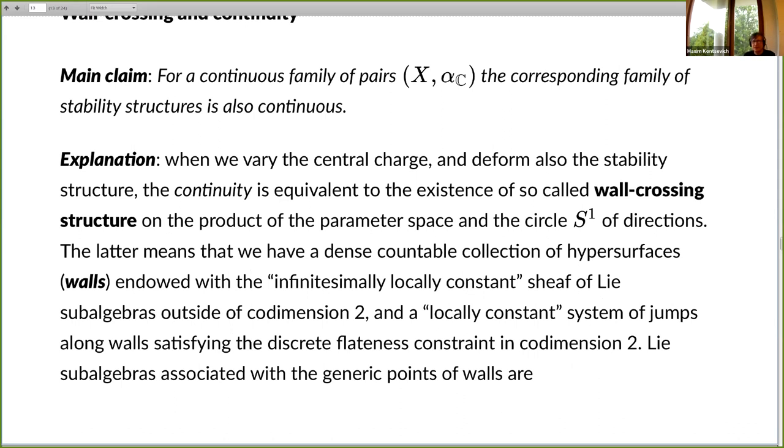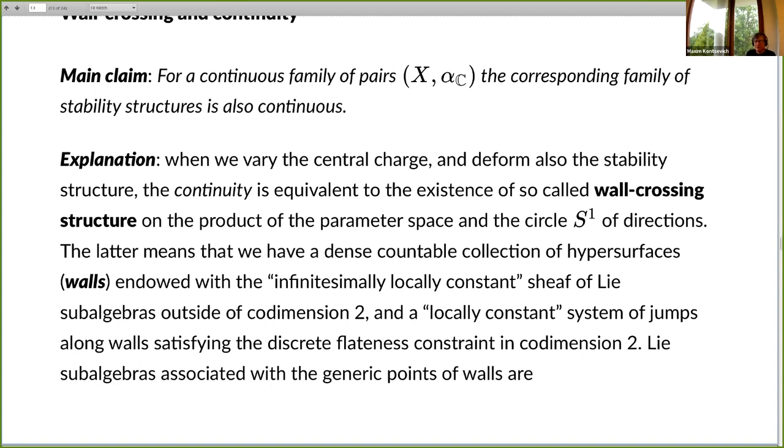So this continuity of the stability structure can be reformulated still in another way. Namely, we have a certain parameter space on which we deform, and now we multiply the parameter space by the circle of directions. And in this product, we'll have something which is called a wall crossing structure. And this is equivalent to continuity.